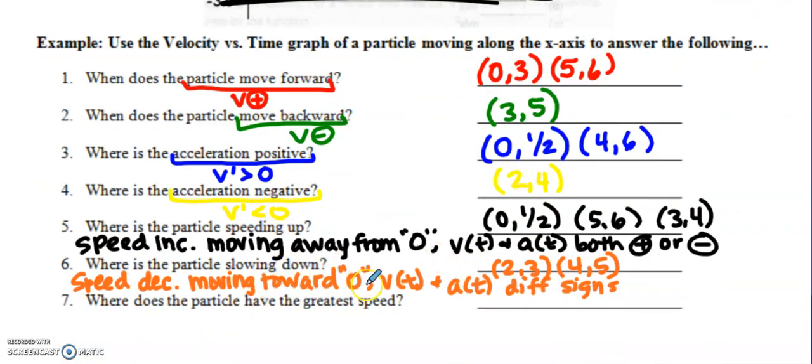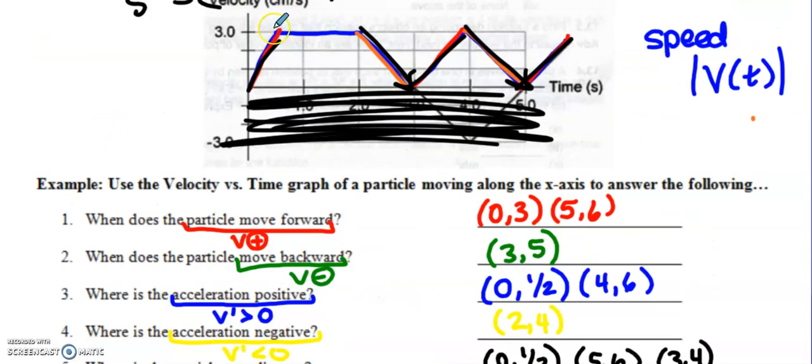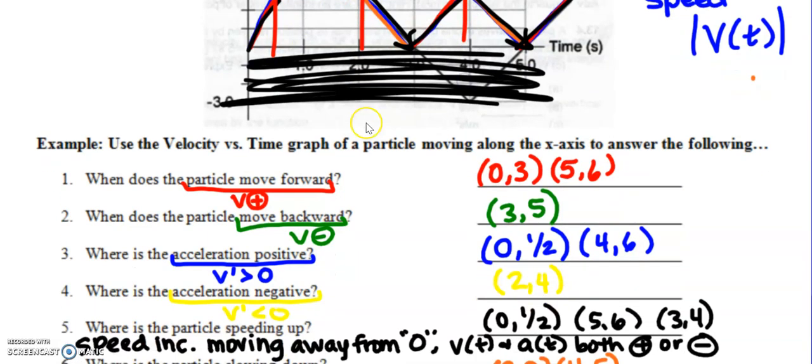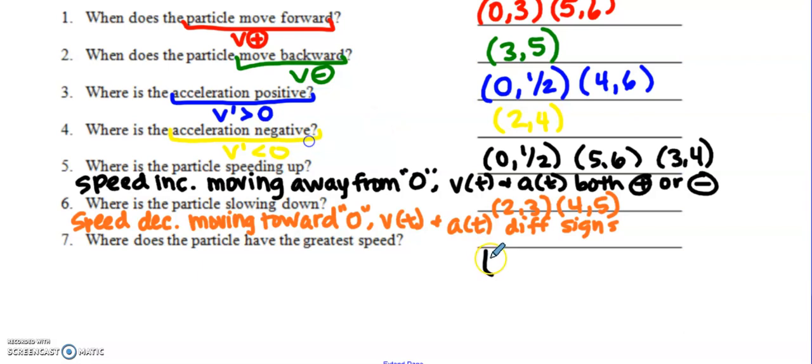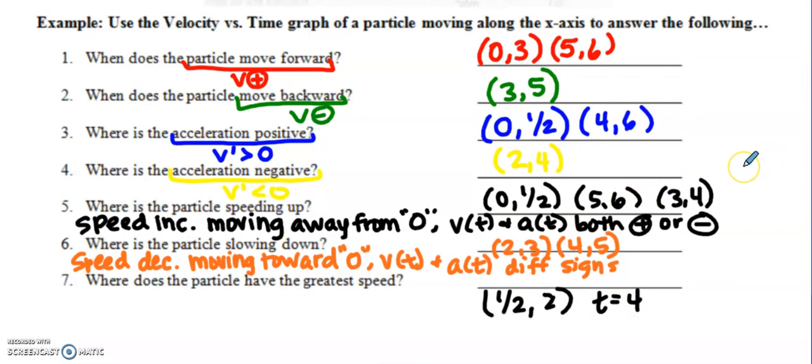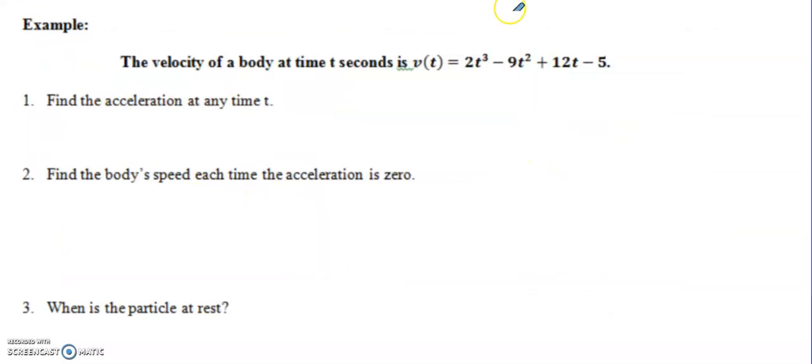Where does the particle have the greatest speed? Speed is the greatest at the interval from 1/2 till 2, and then again at 4. So from 1/2 until 2, and then again at t equals 4. We're going to do a lot of practice with velocity graphs, so don't panic. This is the first one. Okay, but think about definitions. They will help you.